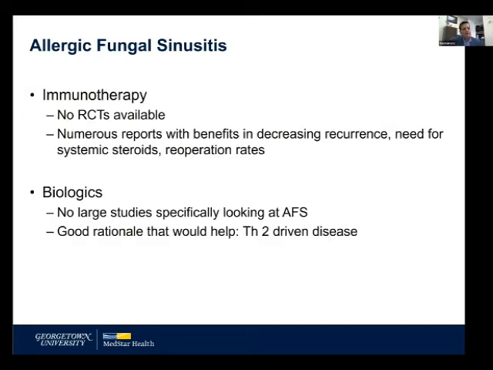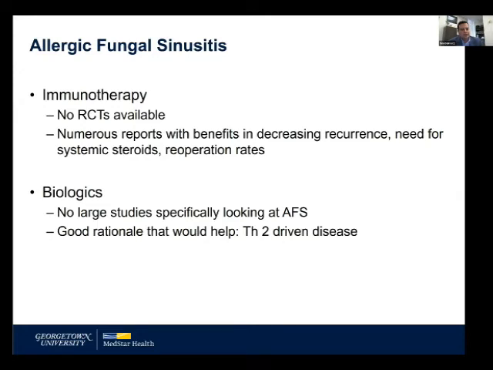Complementary treatments with this include immunotherapy. There are no randomized controlled trials available for this, but there have been numerous reports of decreasing recurrence, decreasing the need for systemic steroids, and decreasing reoperation rates. So I think at a minimum, if someone has a recurrence, they should be offered it, but oftentimes someone up front should potentially be offered it. It's obviously a commitment of time and money, as sometimes immunotherapy is not covered by insurance, but it does have significant potential benefit for the patient.